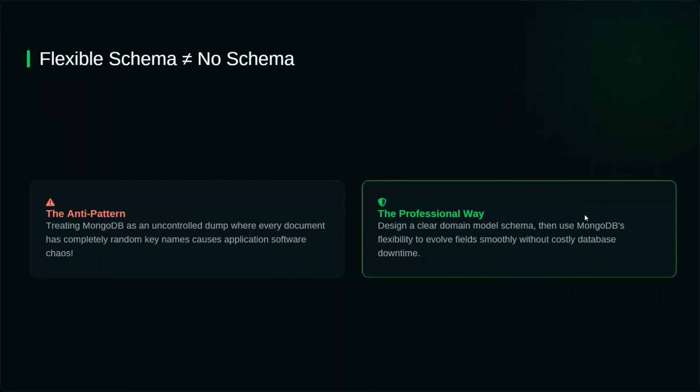So here's the flexible schema and non-flexible schema. A common mistake beginners make is treating MongoDB as a random junk drawer where every document has completely different field names. That creates chaos in your app. The professional path is designing clear domain models while leveraging MongoDB's flexibility to evolve schema fields smoothly over time without database downtime. When structuring your data models, should you embed related data or reference it? Let's see that.